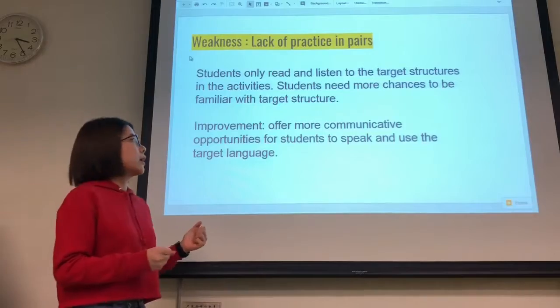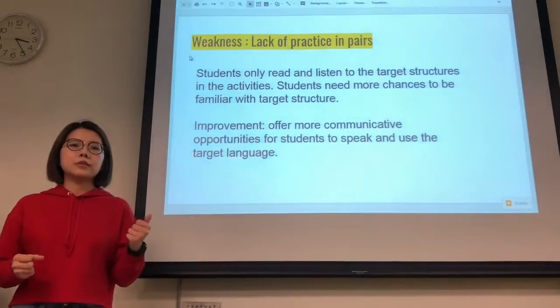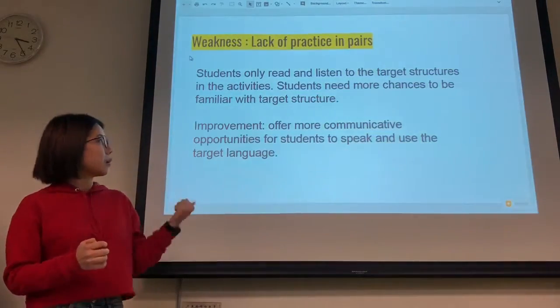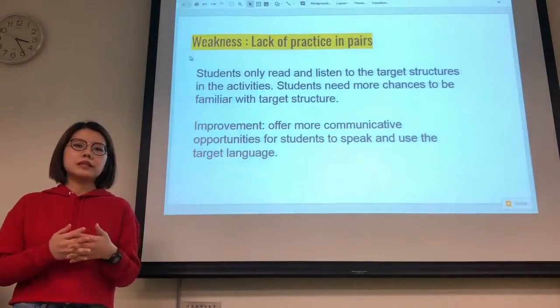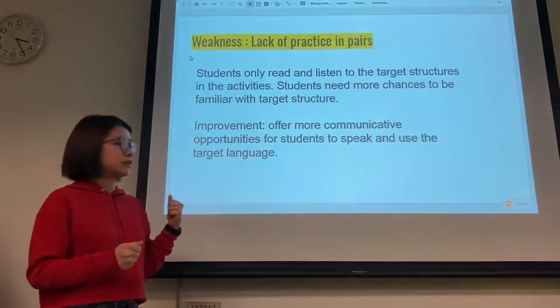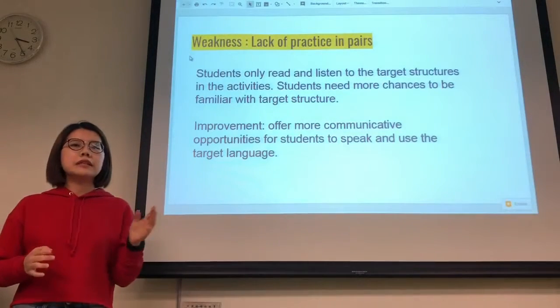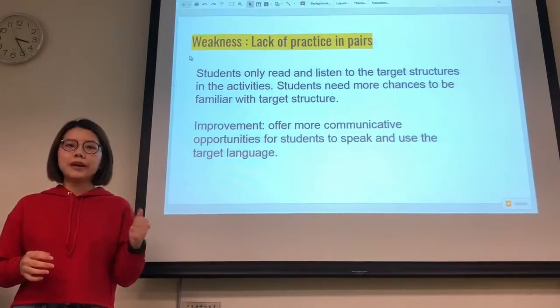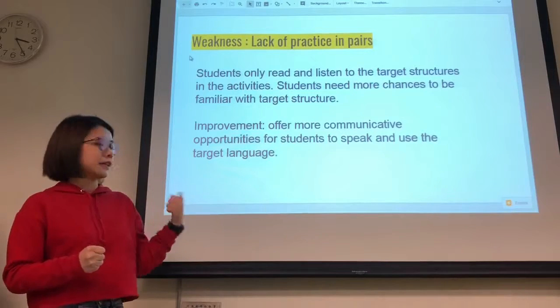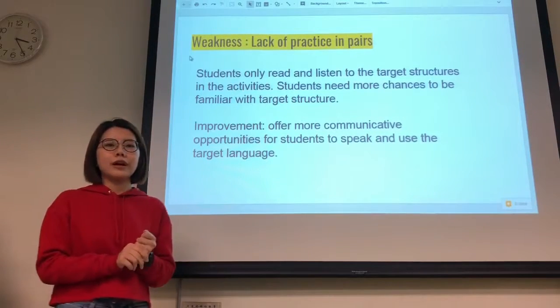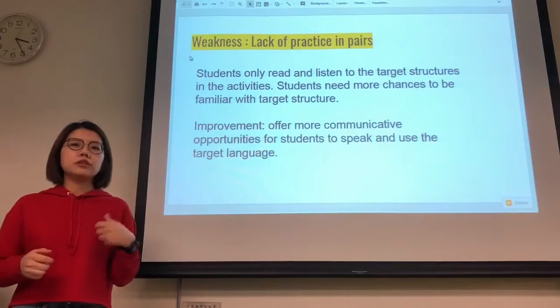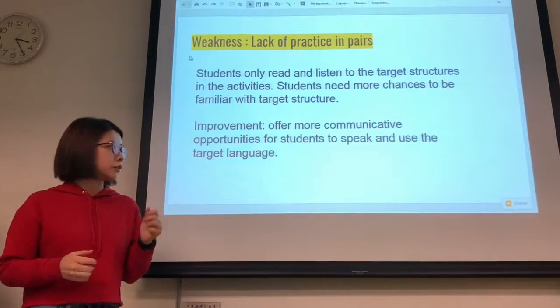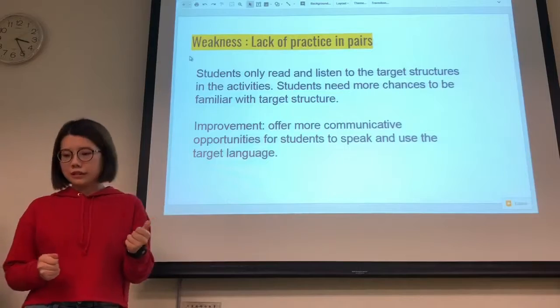As for the weakness, we think in the lesson we lack practice in pairs. The students only listen and read the target structure in the activities. The students need more opportunities to practice and learn the target structure. So in the future, I think more communicative opportunities should be included in the lesson for students to speak and use the target language.